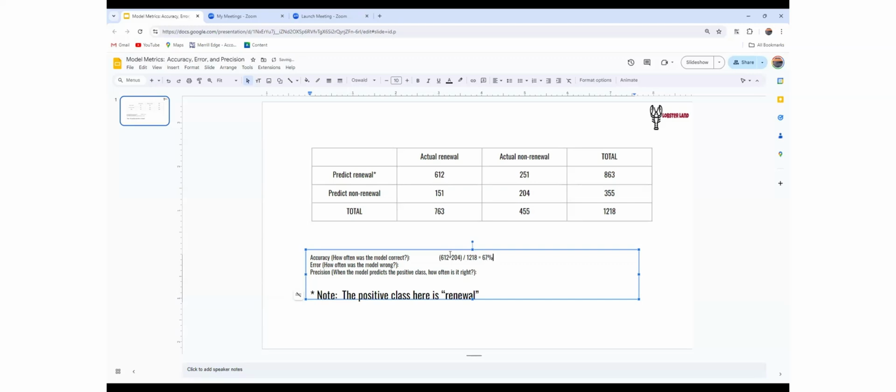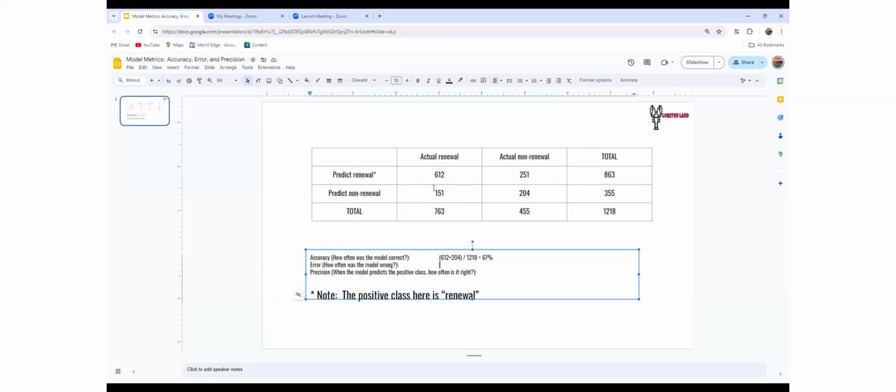There we go. Okay, so error, you might say, well, don't we already know the error? Like if we know the accuracy is 67%, isn't the error just going to be 33%? Well, spoiler alert, yes, it is, and you're right to say it. But we can also get the error by summing the instances in which the model was wrong.